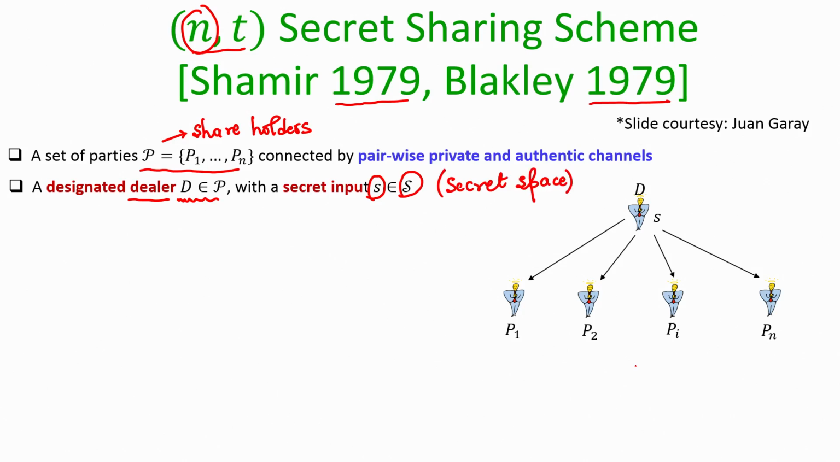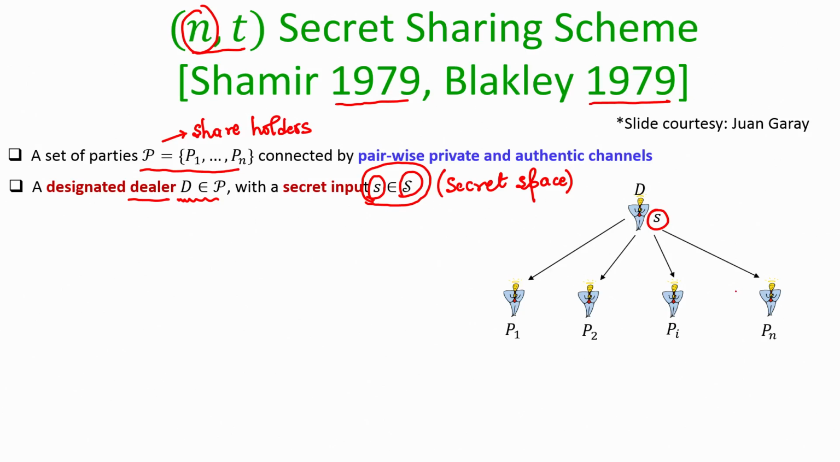The knowledge of the secret space is publicly known, namely it denotes the set of all possible secrets which the dealer can have. What exactly is the value of the secret from the secret space which the dealer has, no one will know, but it will be public knowledge that whatever is the input of the dealer, it is from a bigger space, namely this set fancy S, which we call the secret space.